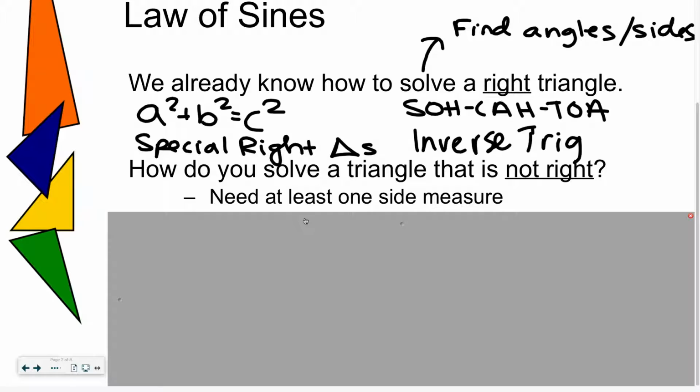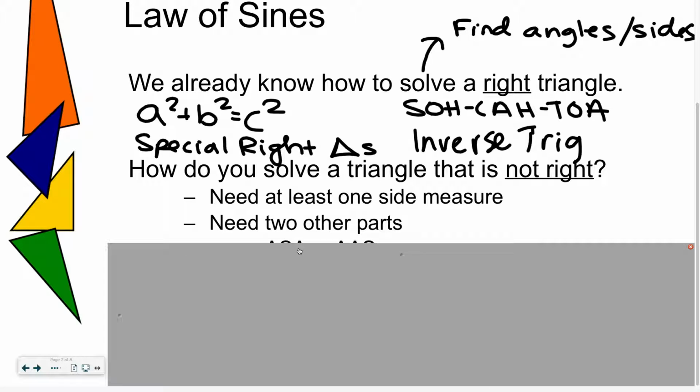Okay? And in addition to knowing one side, you're going to need some other parts. So that could be more sides or more angles or a side and an angle. So you need two other parts. So essentially, you have to have one side and two other parts. So that means you know three things about the triangle. There are three things left for you to find.